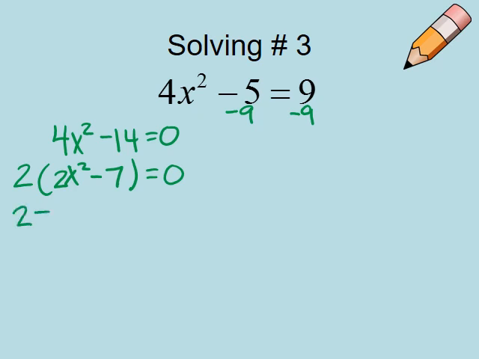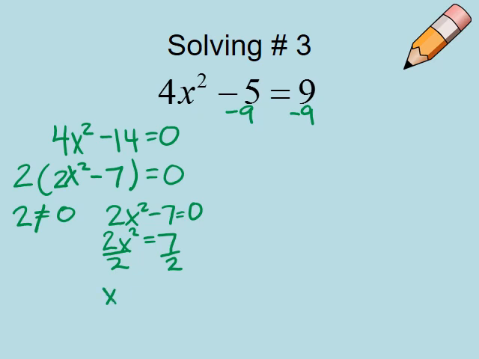So similarly, I'm going to set each factor equal to 0. 2 does not equal 0, so I don't need that. Over on the right, I'm going to add 7 to both sides. I'm going to divide both sides by 2. Now 7 over 2 does not reduce, so I'm going to leave it as a fraction. I'm going to square root both sides, and I end up with x equals positive negative square root of 7/2.